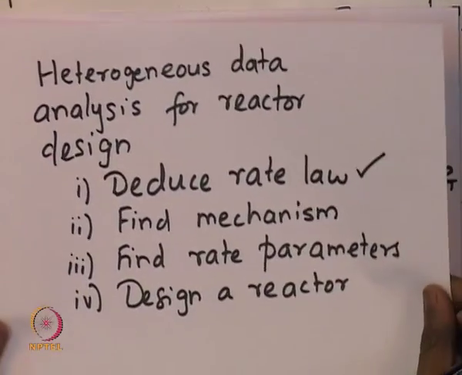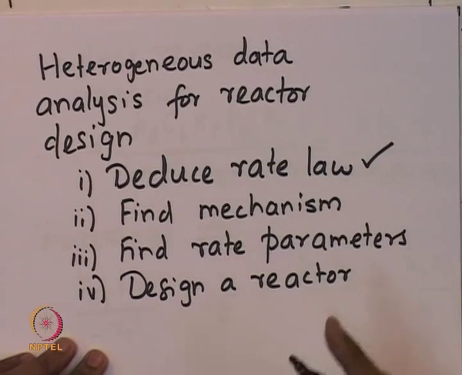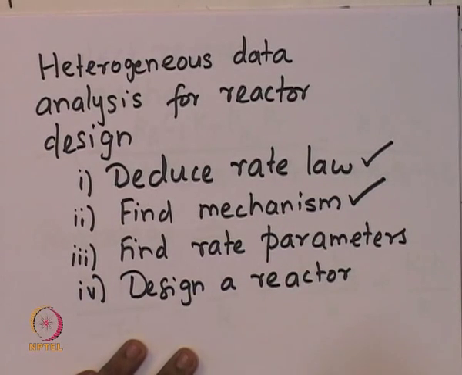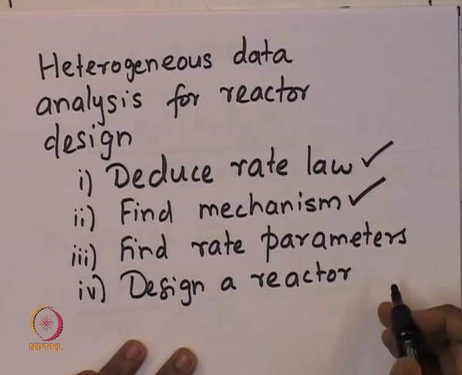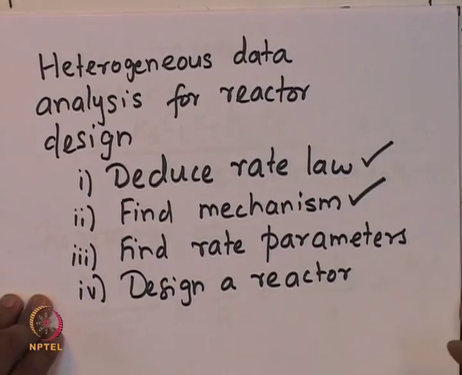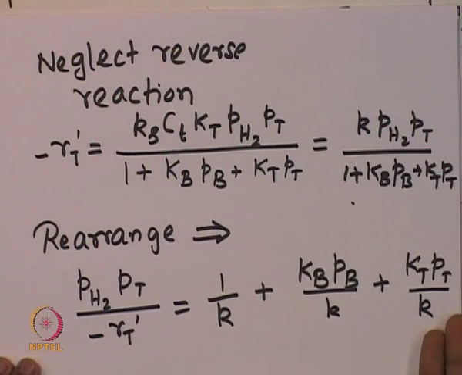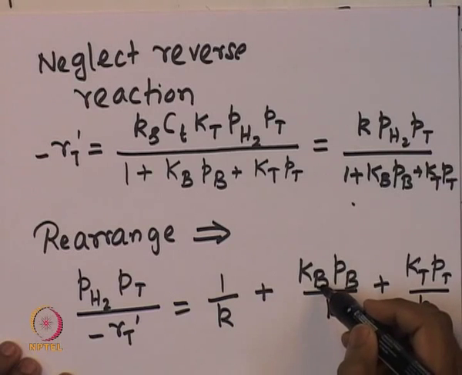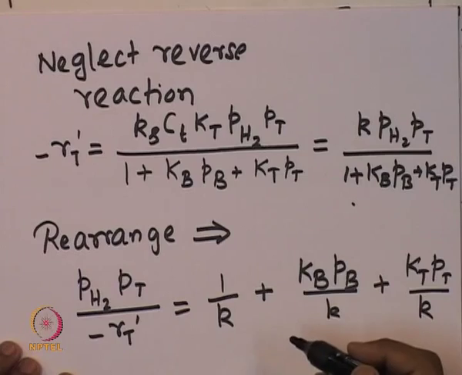So with this we have actually found the second step. Remember that there are four steps here. First we deduce the rate law, and then we find the mechanism. So what we have done is we have found the mechanism, and after we found the mechanism, we now need to go ahead and estimate the rate parameters. In order to estimate the rate parameters, it is useful to write in the form of this rearranged expression, and you can see that there are three constants present. One is K, the other one is KB, another one is KT. These three constants need to be estimated, and we'll have to use the experimental data to estimate them. When we write the expression in this form, we will be able to use the experimental data and perform regression analysis in order to estimate these parameters.